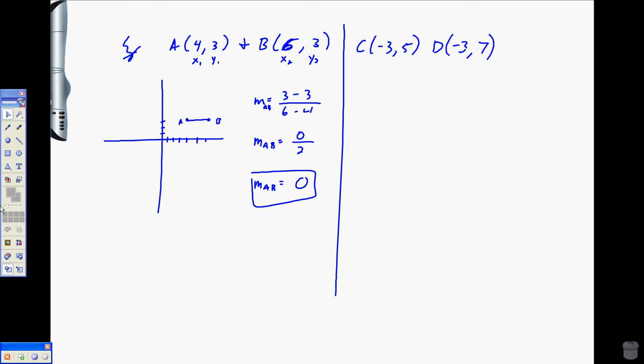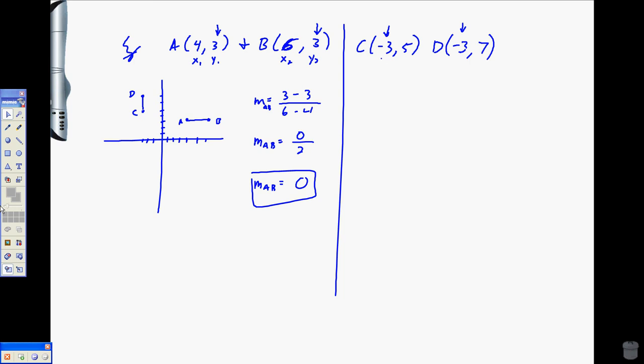Okay, and I hope you noticed with a horizontal line, what was the same? Your y values. Okay, so that's saying it's on the line y equals 3. For a vertical line, or an undefined slope, I hope you see what's the same. Your x values. So if I go over to negative 3, 1, 2, 3, and up to 5, there's C. And then negative 3 up to 7 for D. So there's a vertical line, straight up and down.